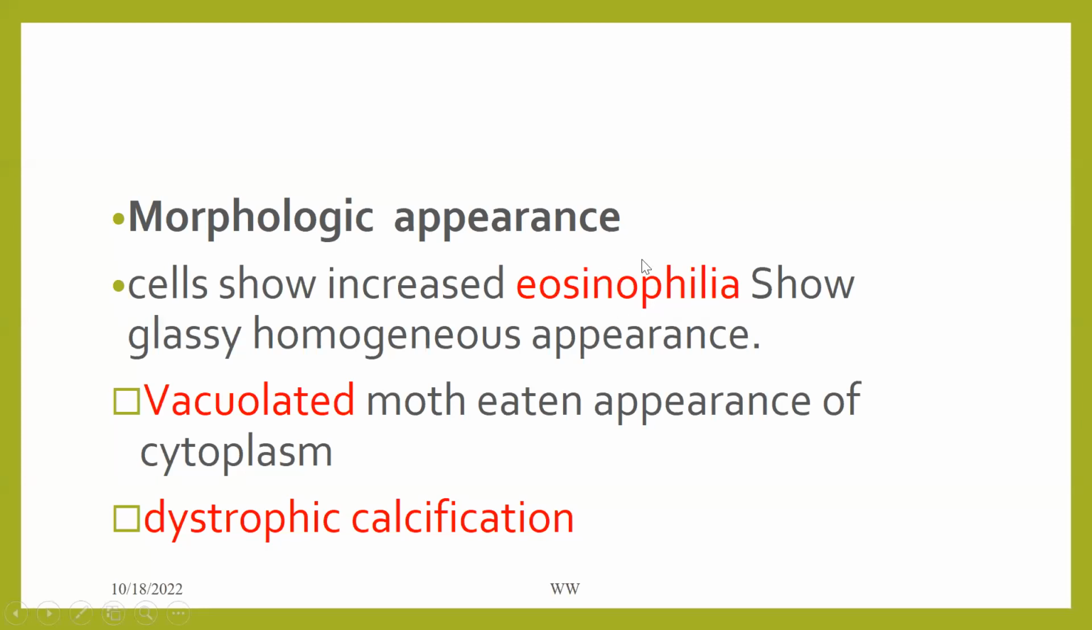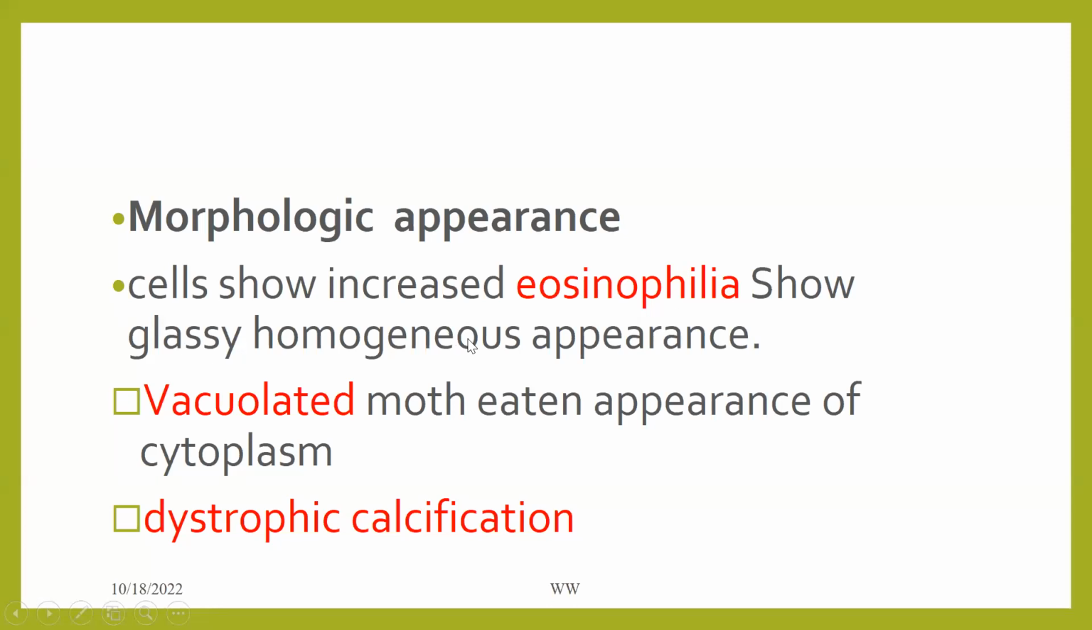Eosin is the one that stains the cytoplasm. So we talk of eosinophilia, meaning that it takes up more of these stains. Philia is taking up more. So it takes up more of eosin in the H&E, and therefore it appears pink and glassy.